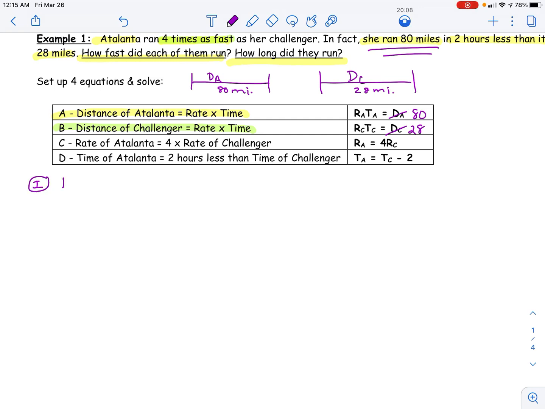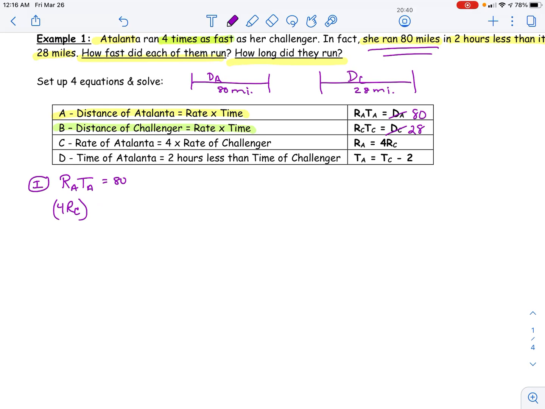So let's use RA, TA. And you really say R sub A times T sub A, but it's just too much to say. So I'm just going to say RATA equals 80. And we're going to plug in for RA, it's 4RC. 4RC times TA. Oh, but wait a minute. We have a value for TA, don't we? So let's plug that in.